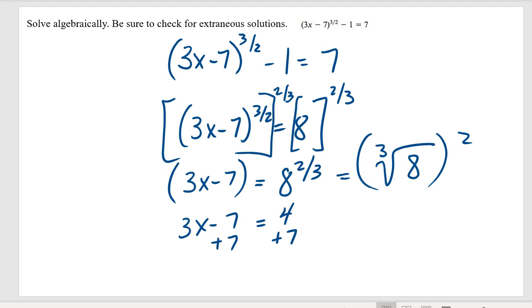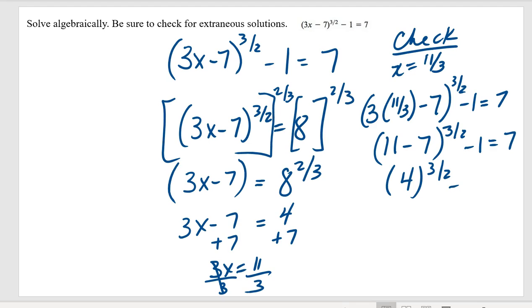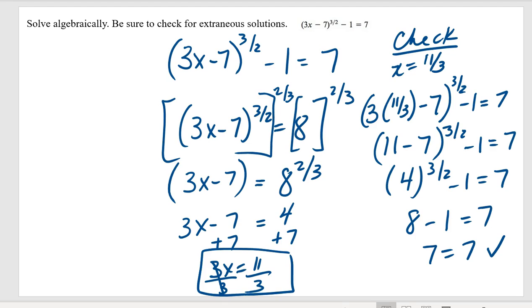So if I solve this, I'll say 3x is equal to 11, or x is equal to 11/3. Now I have to make sure I check my answer. I replace x with 11/3. I'll get 11 minus 7 raised to the 3/2 minus 1 is equal to 7. So 4 to 3/2 minus 1 is equal to 7. So if I put this in my calculator, then I'll get 8. 8 minus 1 is 7. 7 is equal to 7, so that's correct. So my solution is x is equal to 11/3.